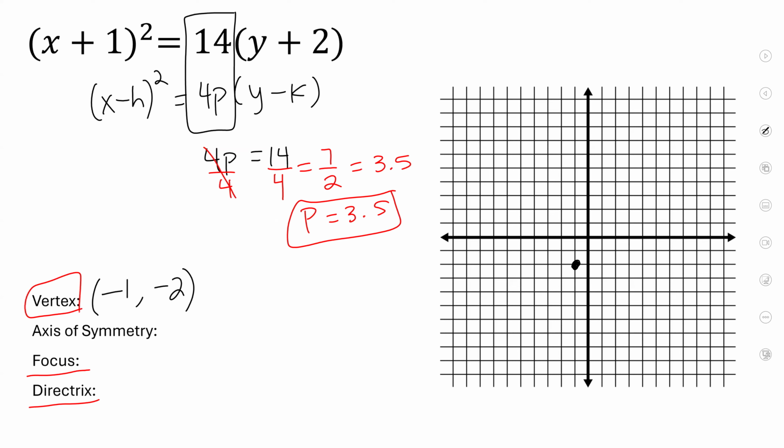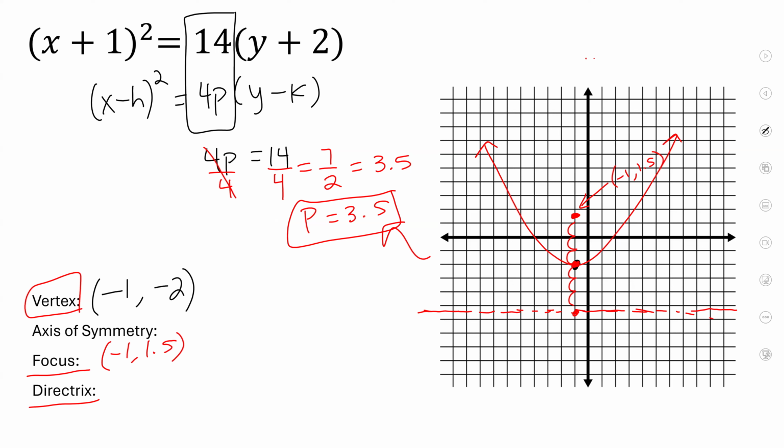So if my vertex is right here, and I know it's going to face up, that means your focus will be inside 3.5 units. So 1, 2, 3.5 is right here. And I'm also going to go outside of my parabola 3.5 units. So 1, 2, 3.5 is right here. So that's where my line will pass through. The directrix is a line. Okay, so that means my focus is this point right here, and that's at -1, 1.5. So that is my focus, -1, 1.5. The directrix is right here.